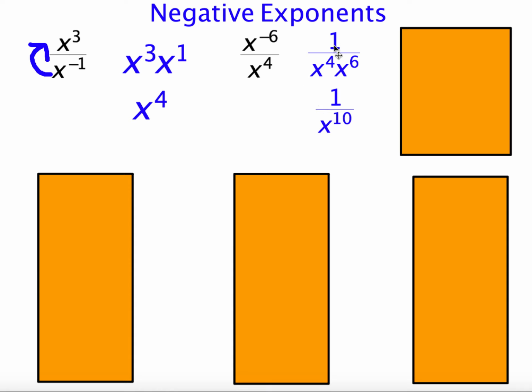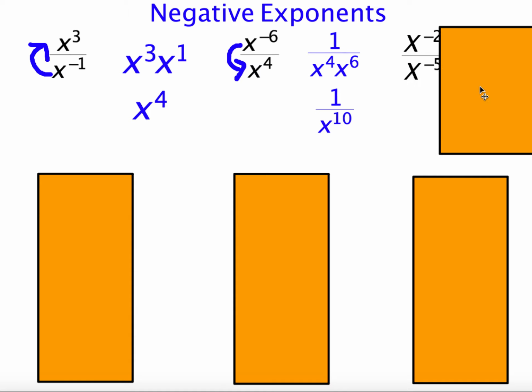Okay, hopefully you have a final simplified expression of 1 divided by x to the 10th. Again, with our arrows, it's x to the negative 6 that's going to the denominator. The x to the 4th stays put since it's positive. And now we have 1 over x to the 4th times x to the 6th, which is just 1 divided by x to the 10th. Third problem, x to the negative 2 divided by x to the negative 5. Press pause.